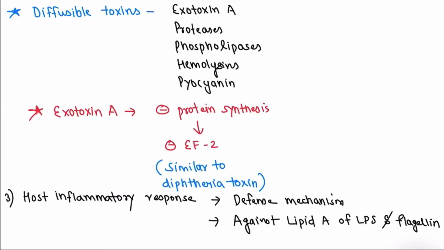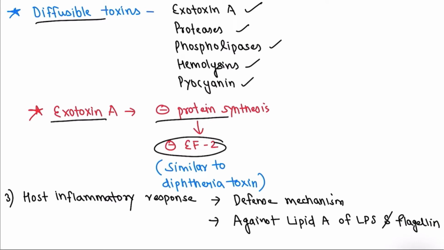The second type of toxin is diffusible toxin. In diffusible toxin we have exotoxin A, proteases, phospholipases, hemolysins and pyocyanin. And the most important one in diffusible toxins is exotoxin A. It inhibits protein synthesis by inhibiting EF2, and EF2 is also inhibited by diphtheria toxin.